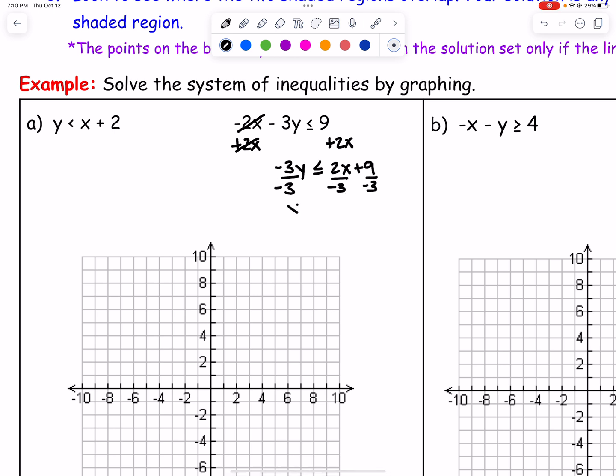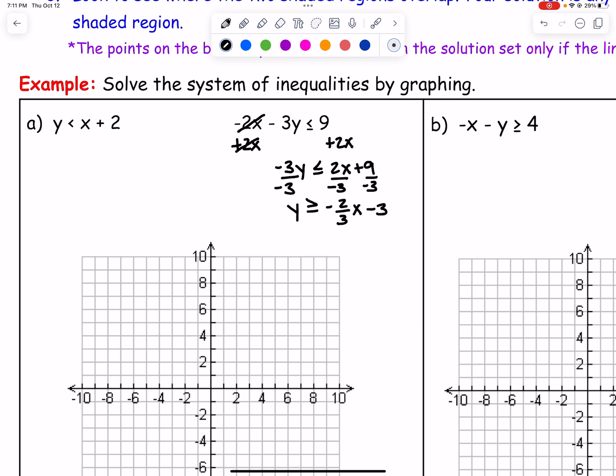So then I get y, and I divided by a negative, so I need to switch the direction of my inequality. Instead of less than or equal to, it's going to become greater than or equal to. And then I have negative 2/3, so I'll just leave that there as my slope, and then plus 9 divided by negative 3, which will be a y-intercept of negative 3. Now I'm ready to graph these two now that they both have y by itself.